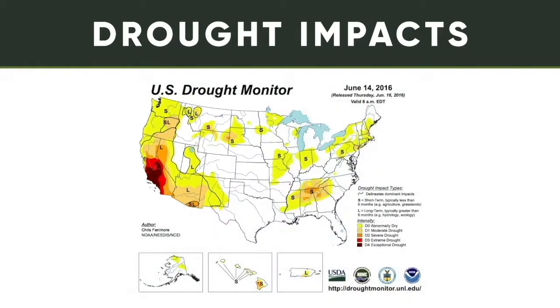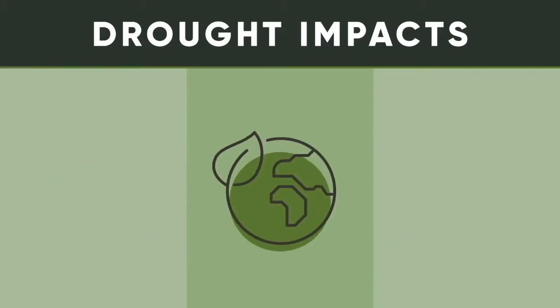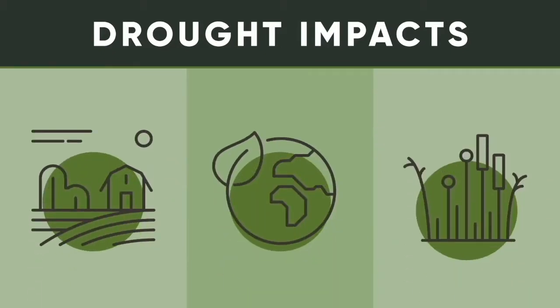Examples of short term impacts include impacts to the environment, agriculture, and grasslands, and include things such as slow crop growth and dry vegetation.